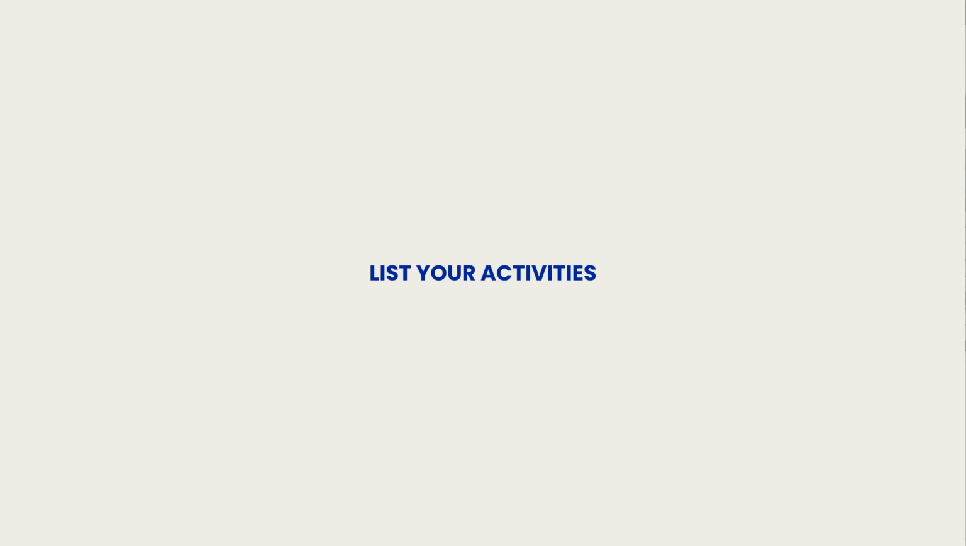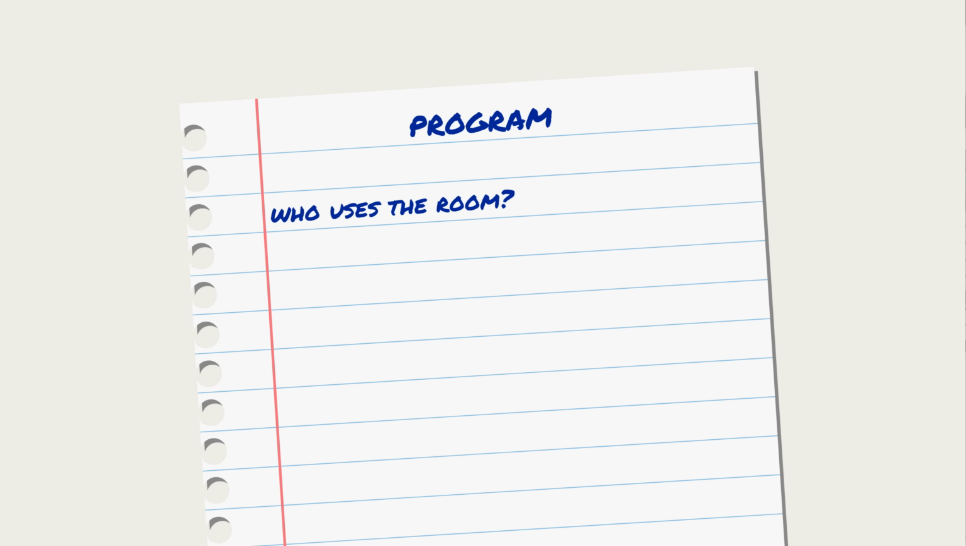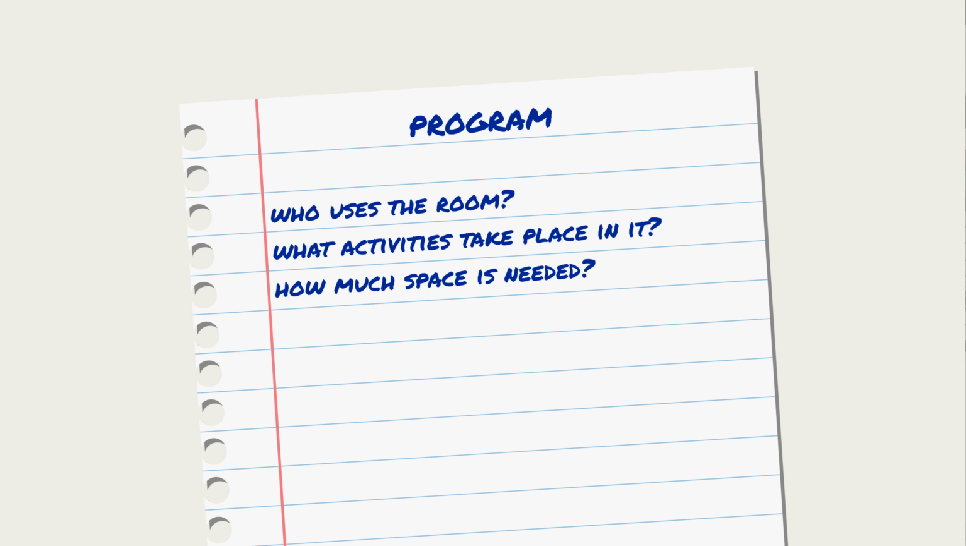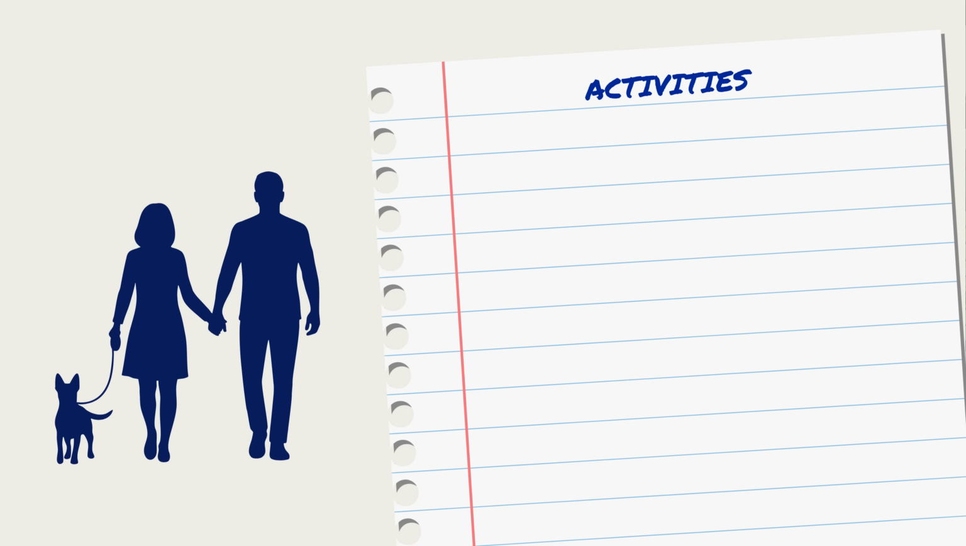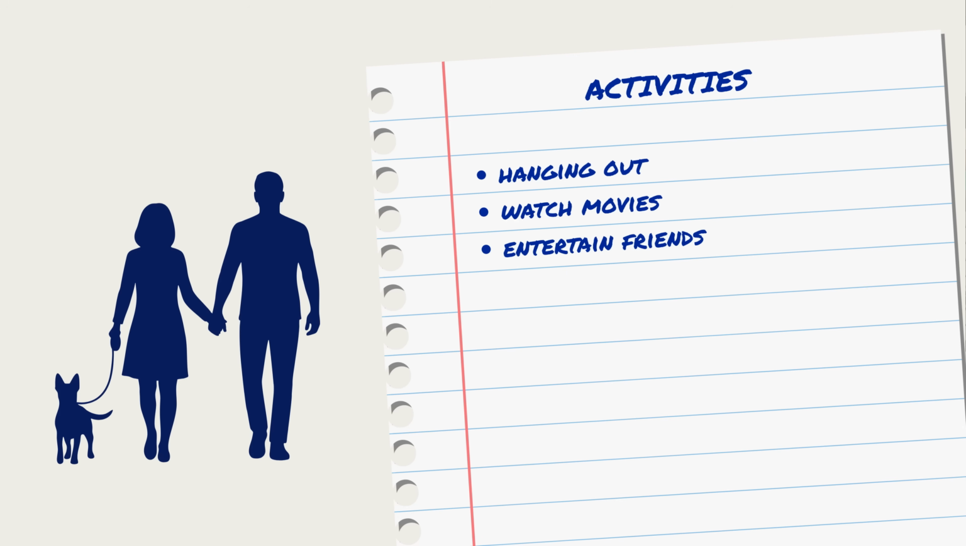You're going to start by making a short list of activities that take place in the space. So you're going to ask yourself, who uses the room? What activities happen here? Is it TV, reading, kids, work, entertaining? As an example, let's just do one together. For our example living room, we will have a young couple with a dog. In this living room, the couple likes to hang out. They like to watch movies, entertain friends, and the dog is always with them, so the dog hangs out there too. So with all of this in mind, here's what our program is going to look like.